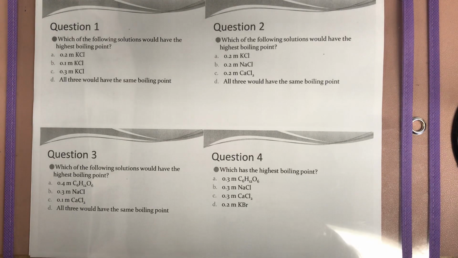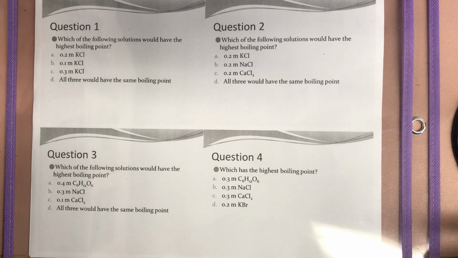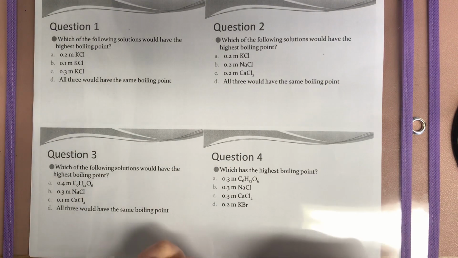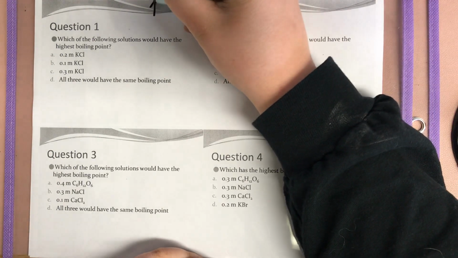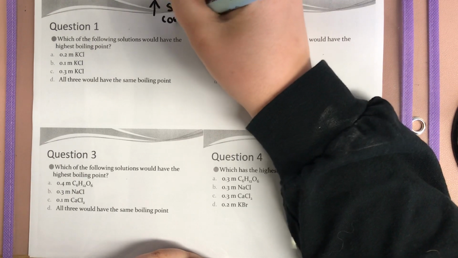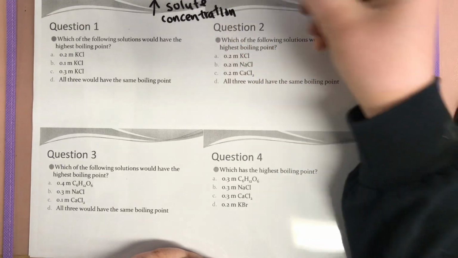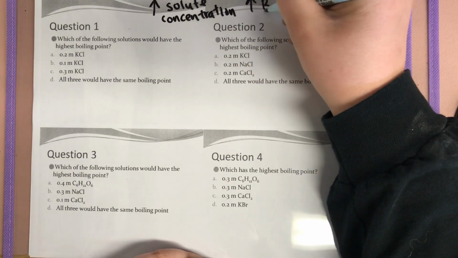Okay, so I'm going to go over some practice problems for colligative properties. The first 4 questions all deal with boiling point. If you remember correctly, an increase in solute concentration leads to an increased boiling point.